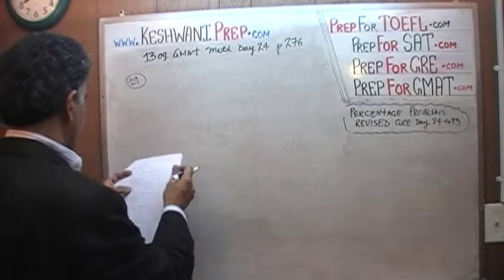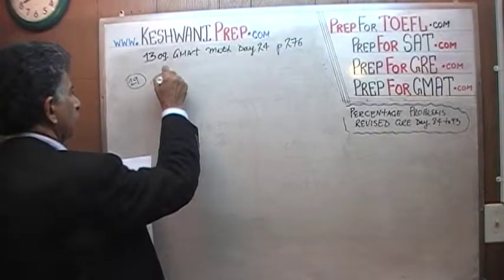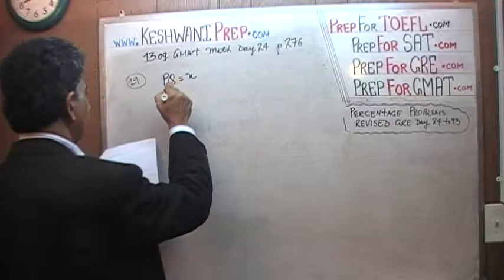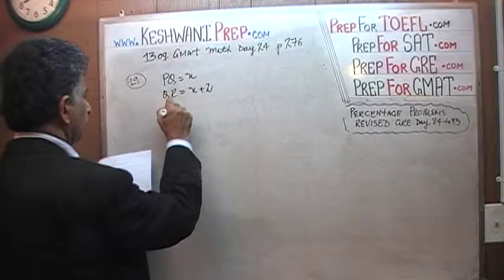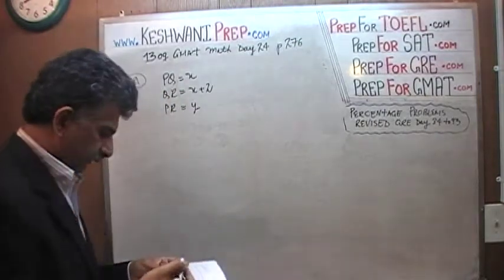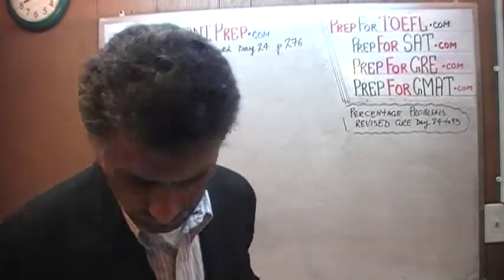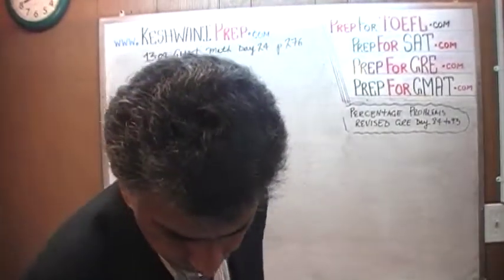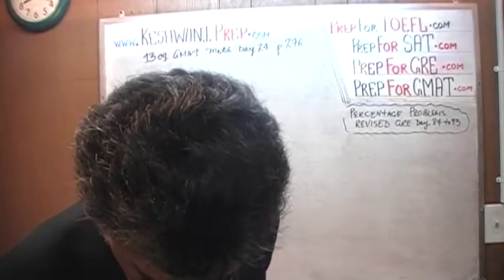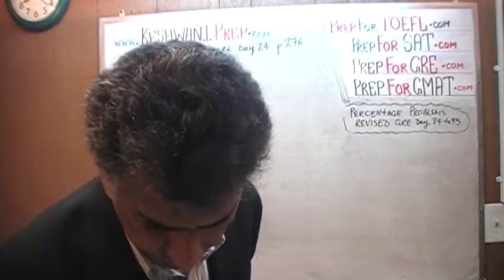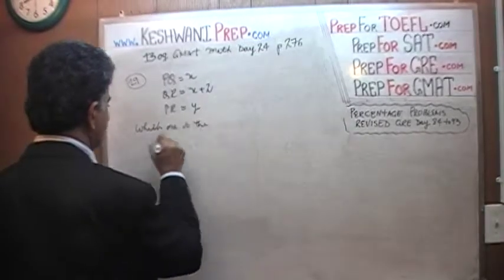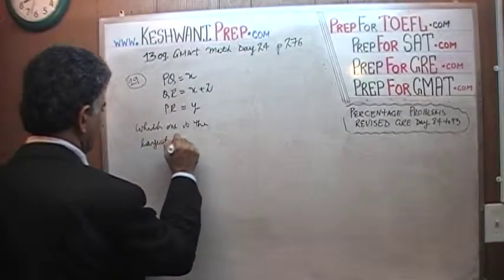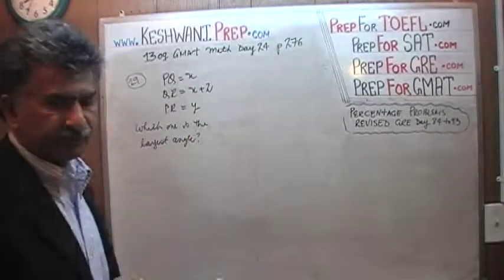In problem number 19, we are told that P to Q is X, Q to R is X plus 2, and P to R is Y. And the question simply is: which of the three angles of PQR has the greatest degree measure? Which one is the largest angle? Very simple, very straightforward question.